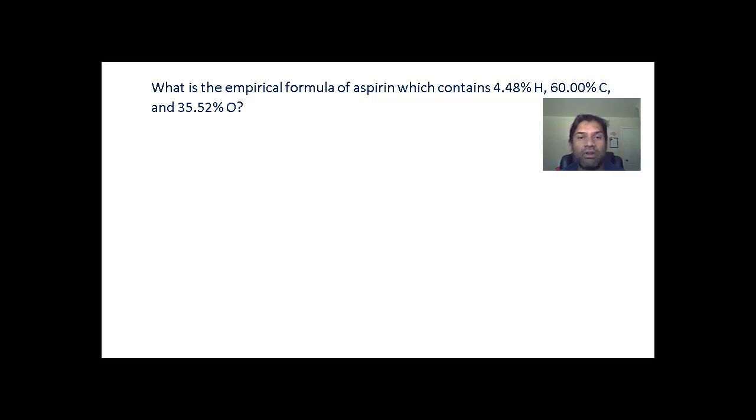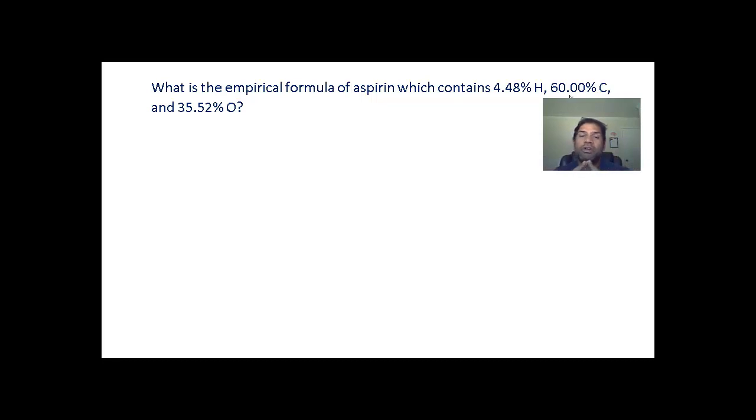In this video, we will go over the methods to calculate the formula of aspirin, given the mass percentages of aspirin, which contains 4.48% hydrogen, 60% carbon, and 35.52% oxygen. So as before, all of these mass percentages add up to 100%.